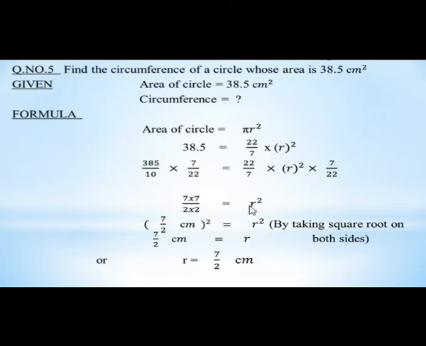Why? Because on the right hand side, I have seen that we have a square here. So 7, 7, 2 and 2. It's a clue for me that I can write it in the form of 7 by 2 centimeter whole square is equal to r square. Whenever the exponents are the same, you can compare the bases, and whenever the bases are the same, you can compare the exponents also. Or by taking square root on both sides, we have r is equal to 7 by 2 centimeter.